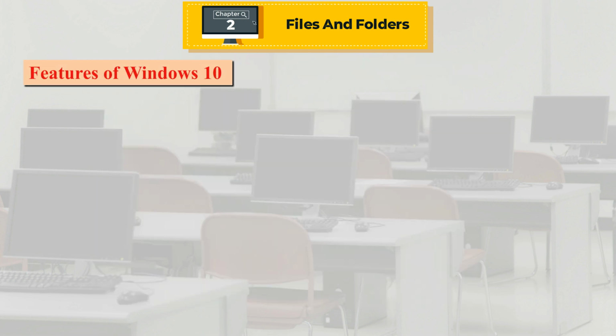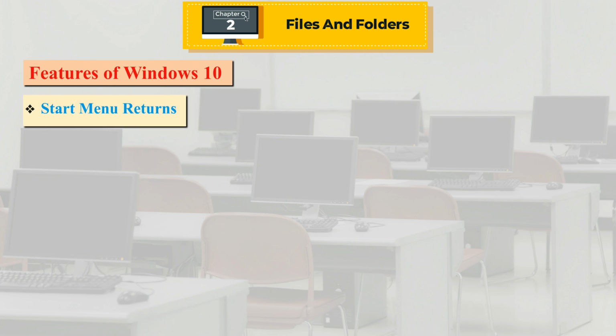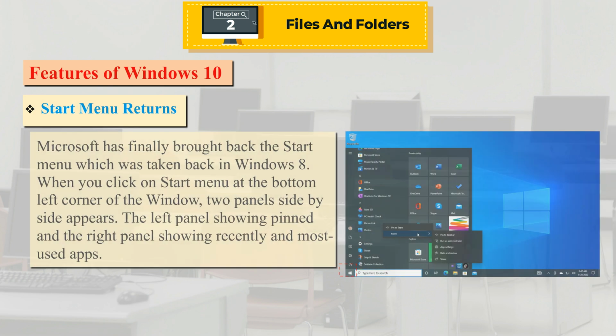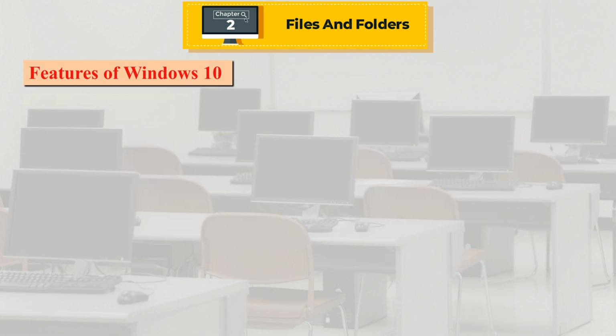Features of Windows 10. The various features of Windows 10 have been given below. Start menu returns. Microsoft has finally brought back the Start menu, which was taken away in Windows 8. When you click on the Start menu at the bottom left corner of the window, two panels appear side by side. The left panel shows pinned apps and the right panel shows recently and most used apps.